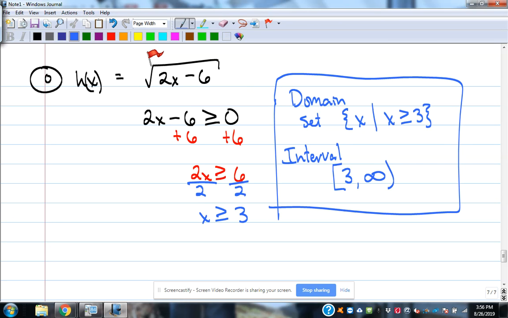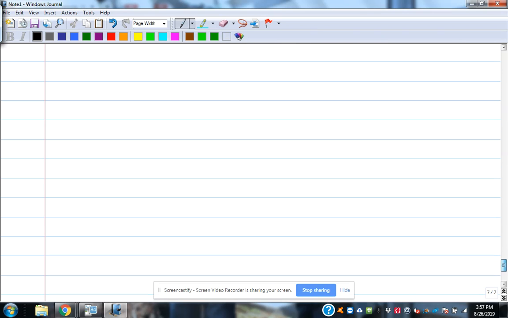So fraction, set the denominator equal to 0. That's the number you say it's not equal to. Square roots, you're going to set it greater than or equal to 0, and you're going to use that inequality in your domain. Okay, and then build the interval off of that. Okay, let's do a couple more, and then we'll move on to the next section here.